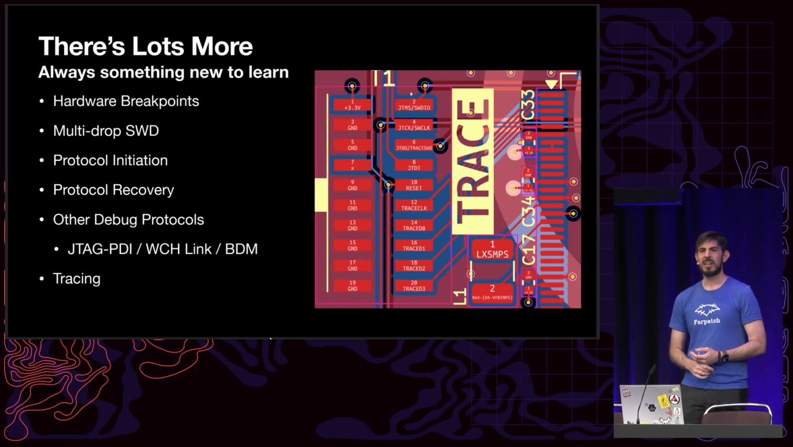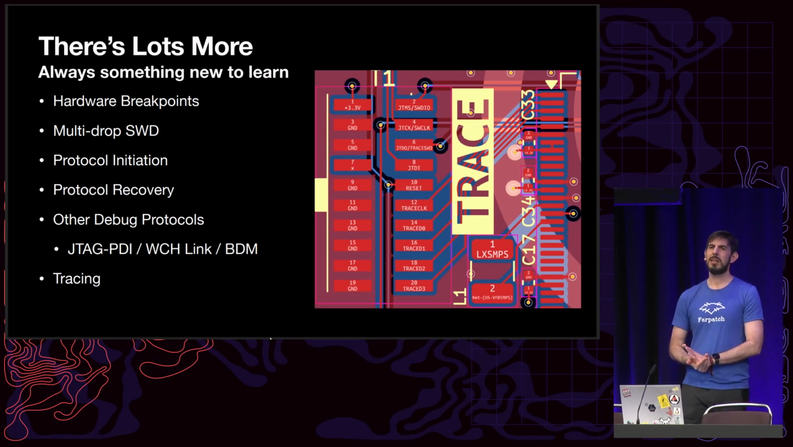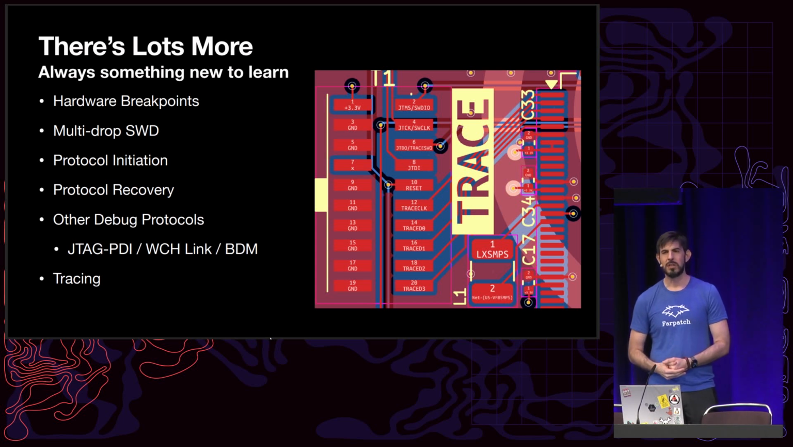We also didn't talk about any other debug protocols. There's JTAG PDI, which is how you do JTAG to AVR chips. There's WCH Link, which is how you do a one-wire debug to some of the very cheap CH32, the very cheap 20-cent microcontrollers. BDM is the background debug mode that NXP has for their little 8-bit microcontrollers. There's lots more available out there. But anytime you encounter a new protocol, just ask yourself if you have those 8 things that we talked about earlier to let you know if it's even feasible to get debugging set up.